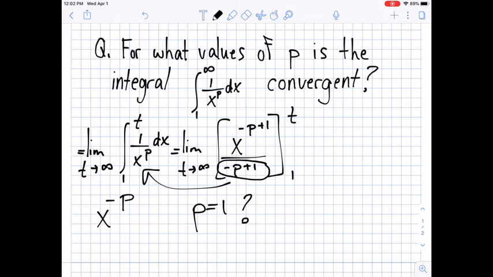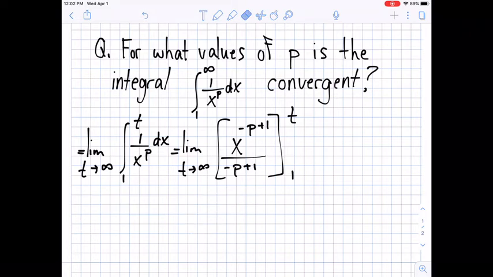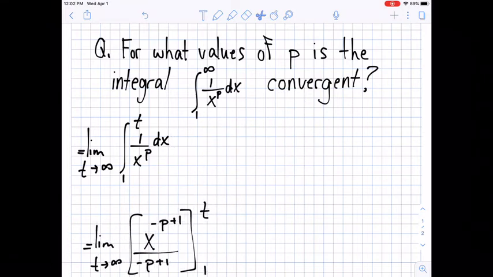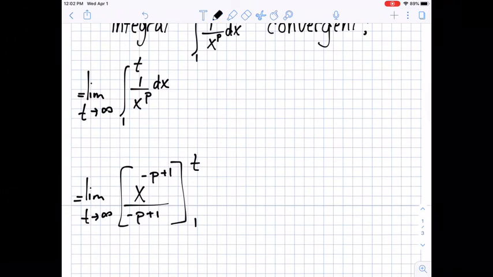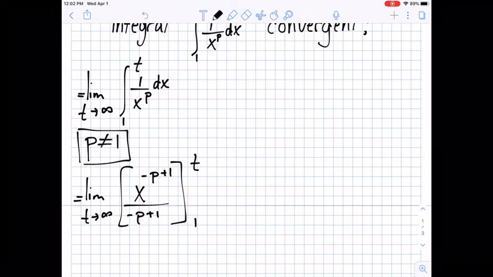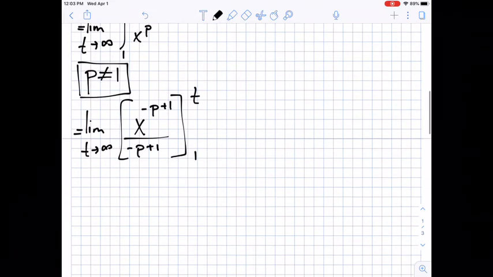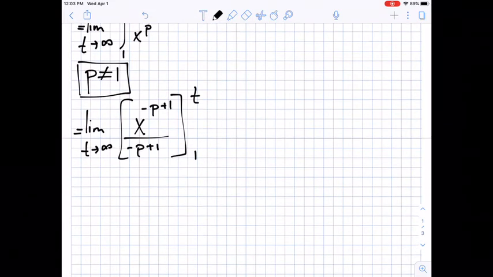So we have to fix this a little bit, and this is going to make the question a little bit longer. We're going to have to split it up into different cases, and those cases are going to depend on what value we're considering for p. So everything we do from here on, we are going to be assuming that p is not equal to 1, and then at the very end we can come back and consider what happens if p is equal to 1. So fine, if p is not equal to 1, then this is how our antiderivative is going to work.